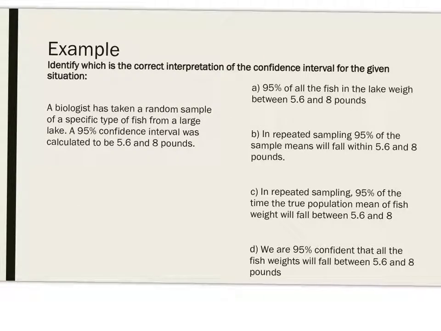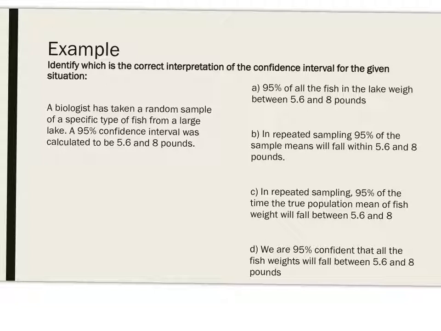In this example, it says to identify which is the correct interpretation of the confidence interval for the given situation. And here's the situation. A biologist has taken a random sample of a specific type of fish from a large lake. A 95% confidence interval was calculated to be 5.6 and 8 pounds. So your lower limit is 5.6 and your upper limit is 8 pounds. You have 4 different choices. Only one of these is correct. It's a multiple choice problem.